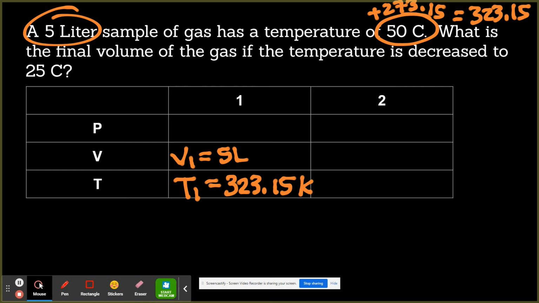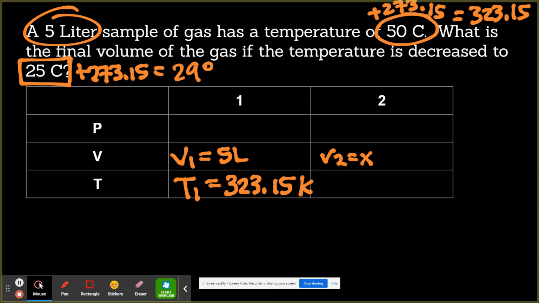All right. What is the final volume? So this time we're looking for V2 again. If the temperature is decreased to 25 C, again, I can't use C. You have to change it to K by adding 273.15. And this is 298.15. So T2 is equal to 298.15.